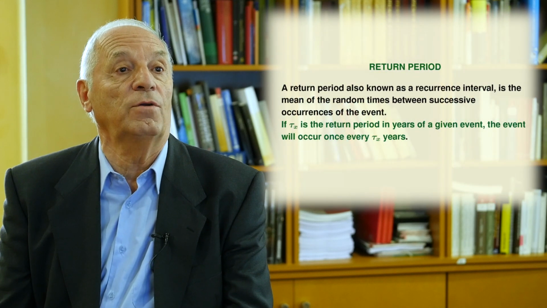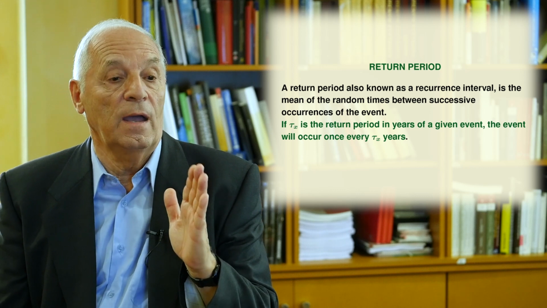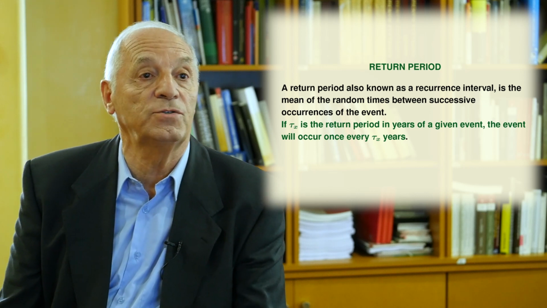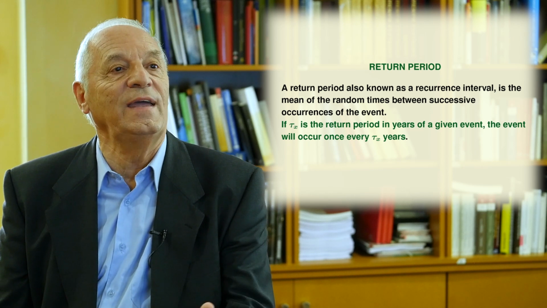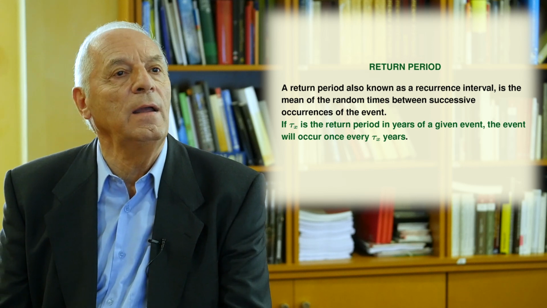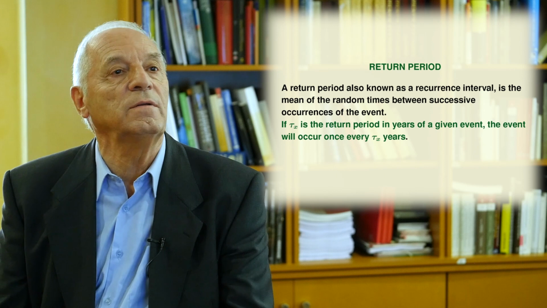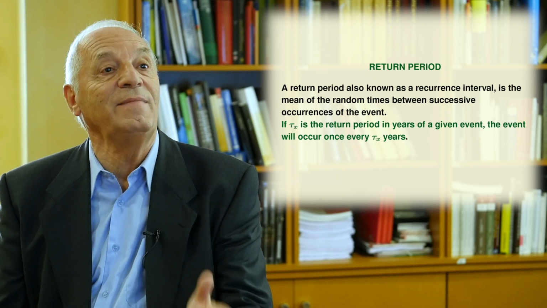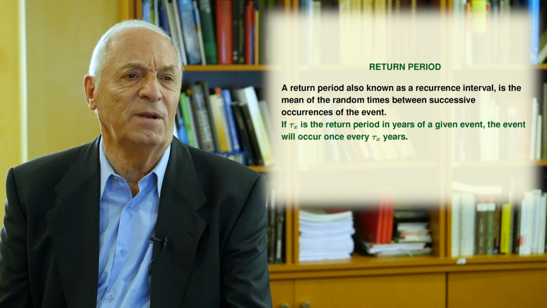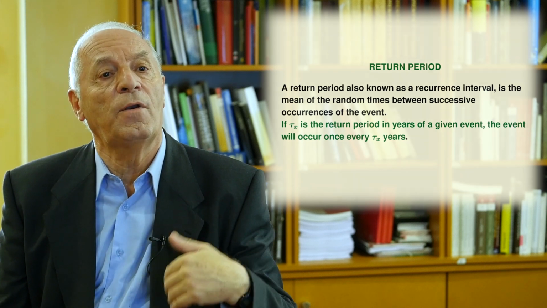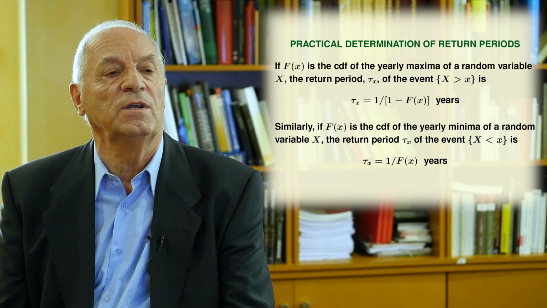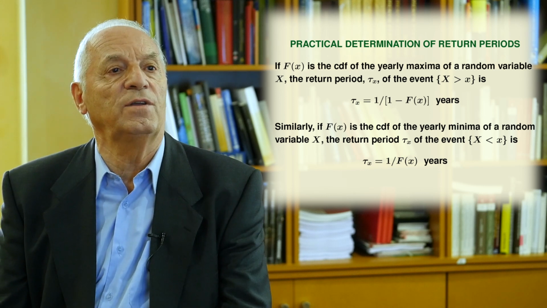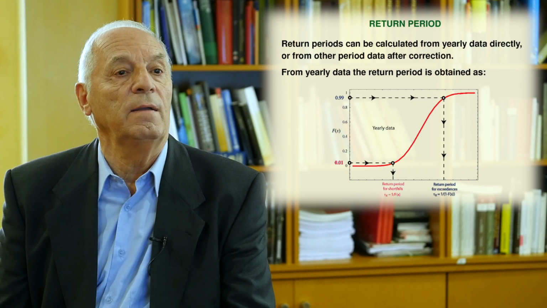We need to be concerned about the return period. When we have a very high value of, for example, a very high temperature, a very high wind speed, or a very high wave, we want to know how long it will take for that level to be repeated in the future. And we call return period the mean time that expresses the repetition of these high values. We can calculate the return periods very easily just by using the cumulative distribution function of the yearly maxima.